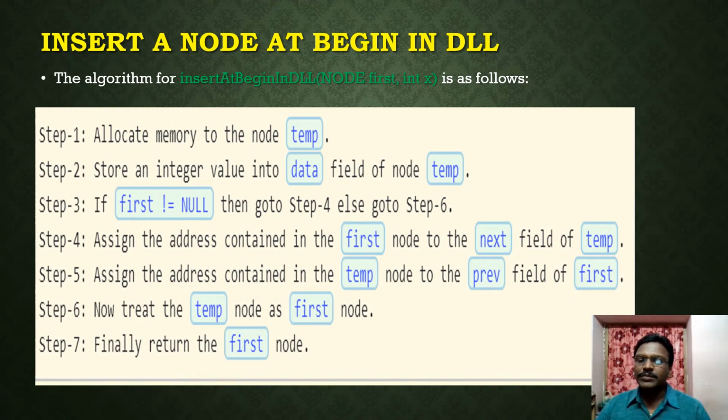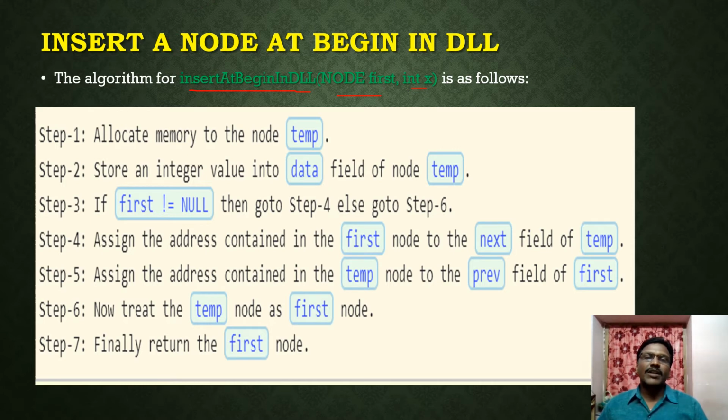Welcome to this session. Today I would like to explain how to insert a node at the beginning of a doubly linked list. In previous sessions, I discussed how to create a doubly linked list and how to display it. Now, how to insert a node at the beginning. Insert at begin in DLL is the function. Node first is returned for the starting of the list, and x is the actual value.